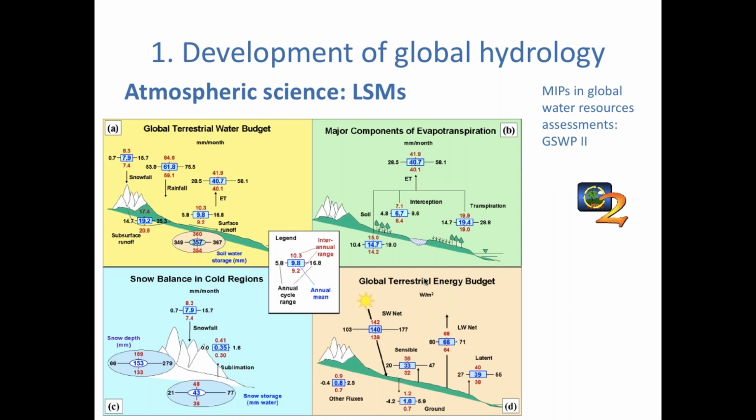Now, some examples of these MIPs. This is the Global Water Resources Assessment. This is the Global Soil Wetness Project, Phase 2. And you can see that in this case, people try to use multiple models to assess the global terrestrial water budget and energy budget, and also look at some specific components. What's also interesting is that people look at how annual and intra-annual change or variation relate to each other, and also how the differences among the ensemble members, which is a measure of uncertainty, even though not nicely and probabilistically defined, relate to interannual variability.